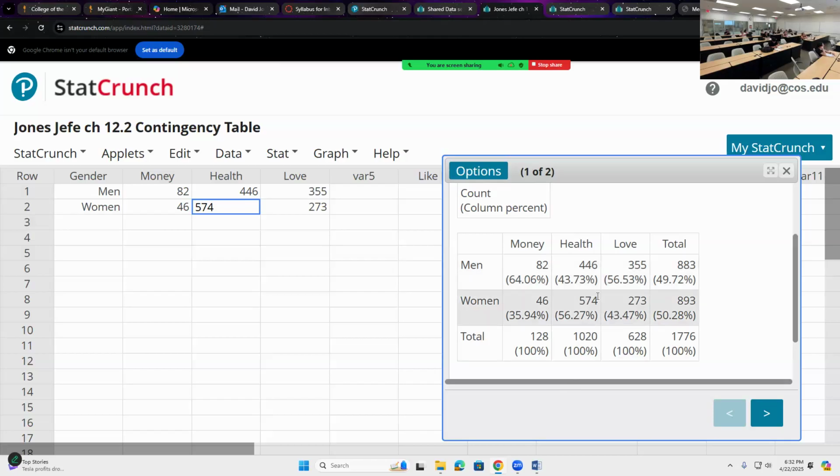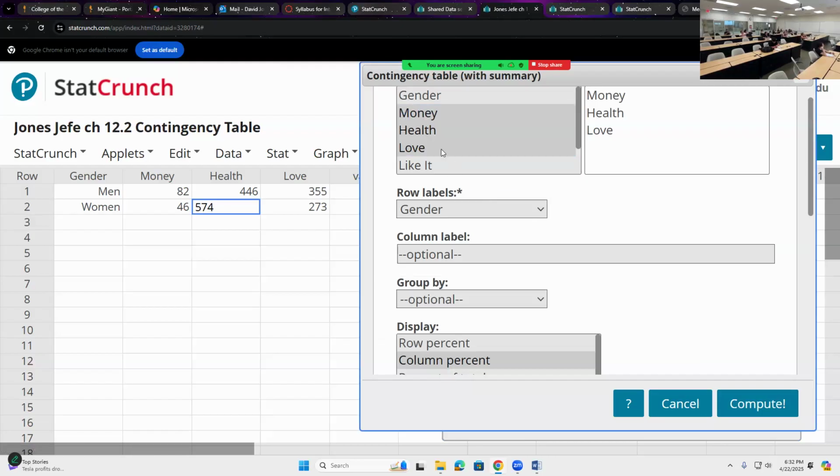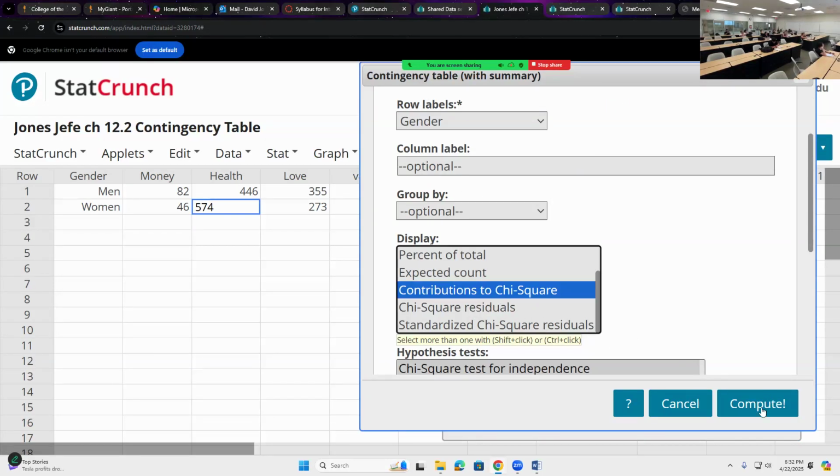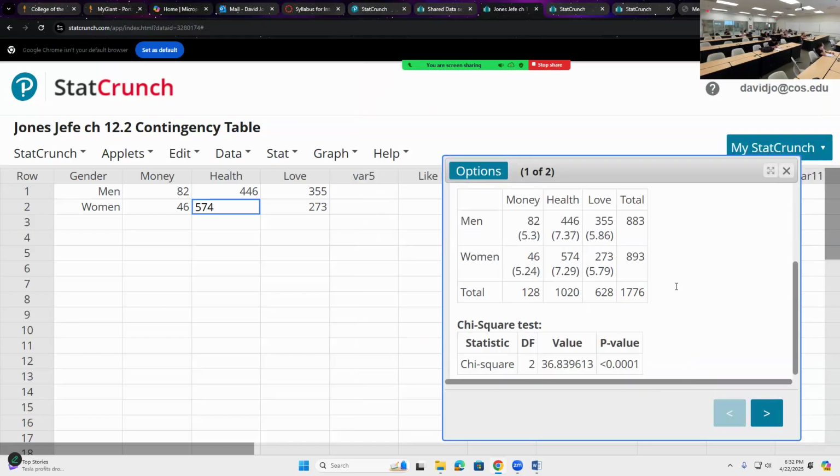It's interesting that these are almost flipped. Health and love are almost flipped for men and women. And then contribution to chi-square shows you the impact. It looks like the health category has the biggest impact on it. I guess all of these add up to 36.9. Each of these things are in parentheses, but the biggest impact was health with guys.